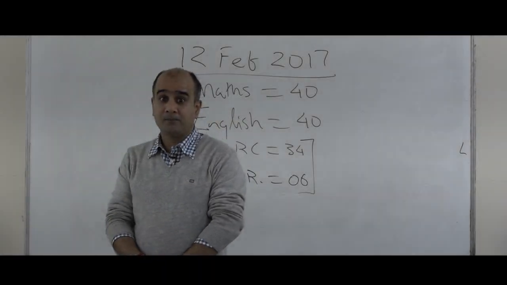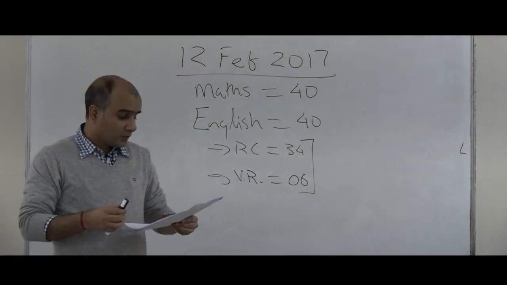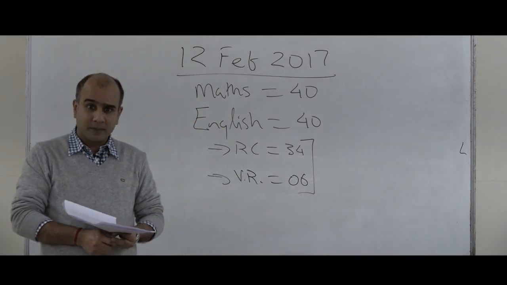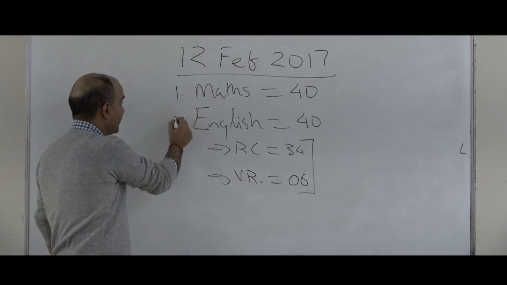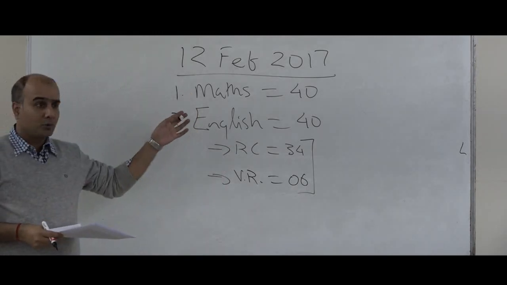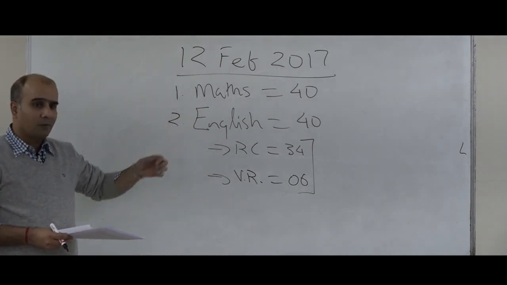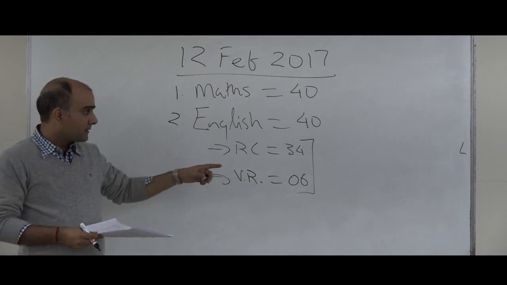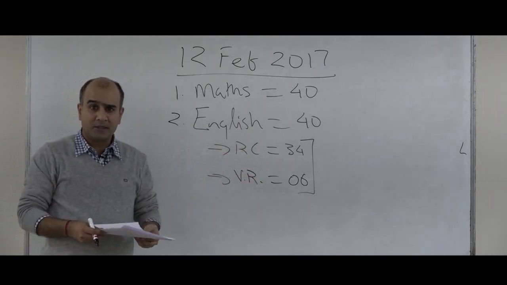Good morning, everyone. Today we'll be taking up the discussion for the CSAT test that was held on the 12th of February 2017. This paper, of course, since it is a CSAT paper, had 80 questions. The 80 questions were equally divided into two sections on maths and English. Maths contained a total of 40 questions, English contained 40 questions, and in English there were 34 questions for reading comprehension. There were 6 questions given on verbal listening.